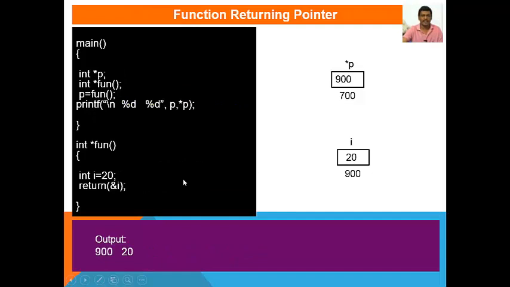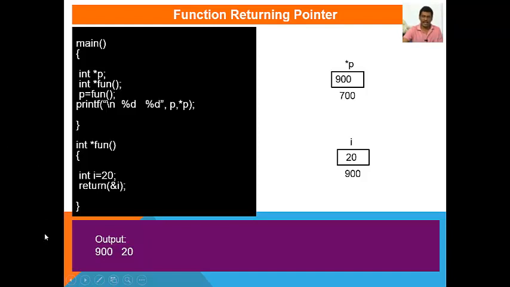Function returning pointer. Normally a function returns an integer. By default, all functions return only one value, and the default return type is integer. If you declare it or not, it returns integer. If we want to return float or double, we must declare the function. Otherwise it returns an integer value only.